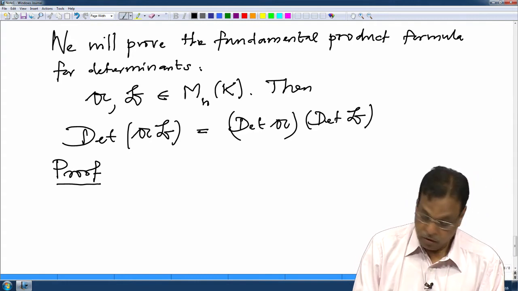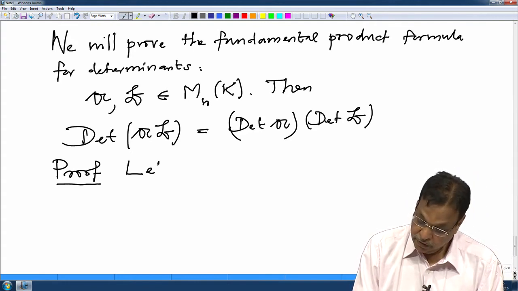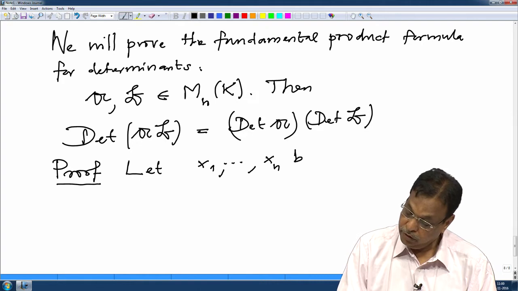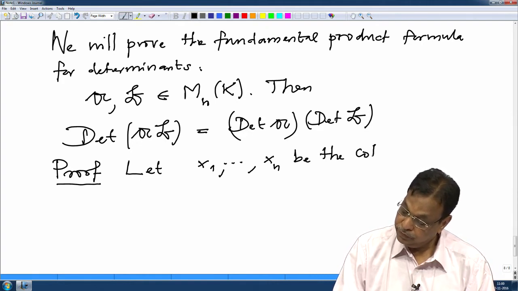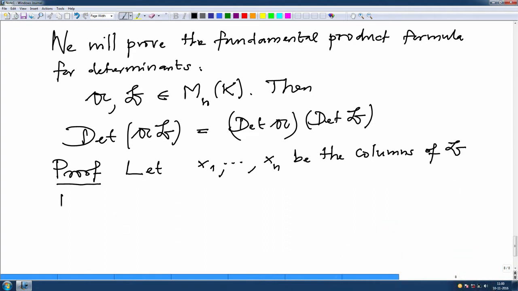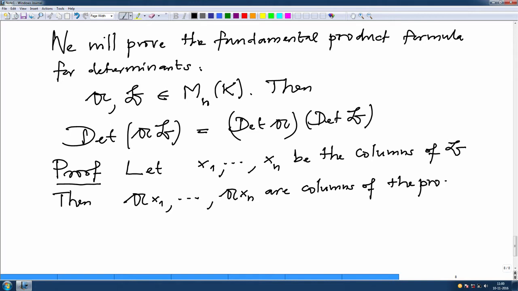Okay. So, let x1 to xn be the columns of B. Then A x1, ..., A xn are the columns of the product AB. That is how matrix multiplication is defined.